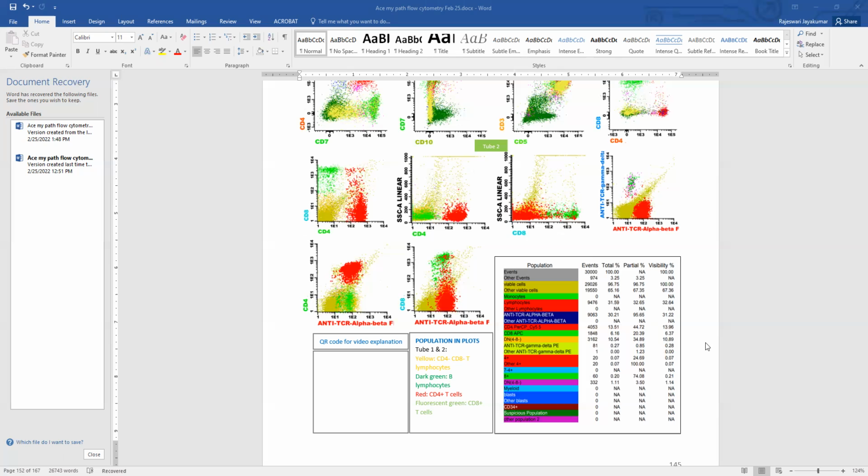And when you see a good sizable population of 4-8 double negative T cells, it is always a good idea to add on this other tube to see if these 4-8 double negatives are all your alpha beta positive T cells. Thank you.